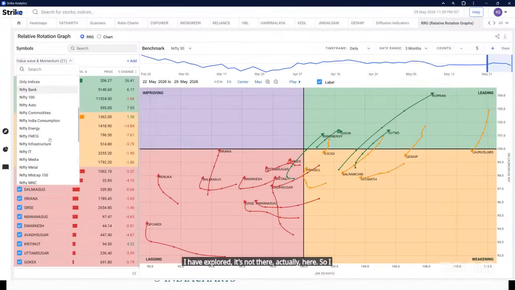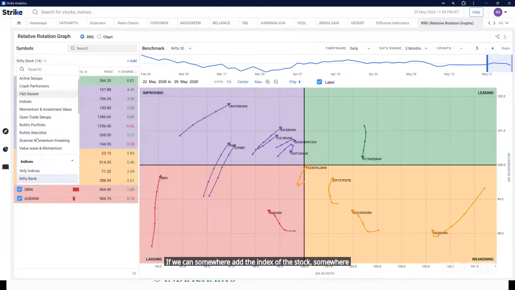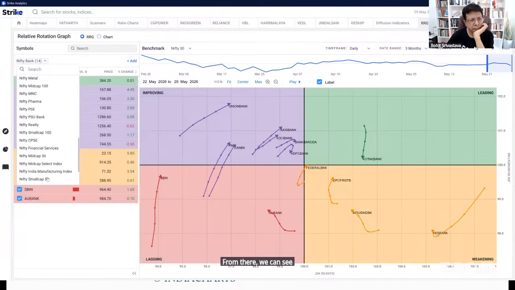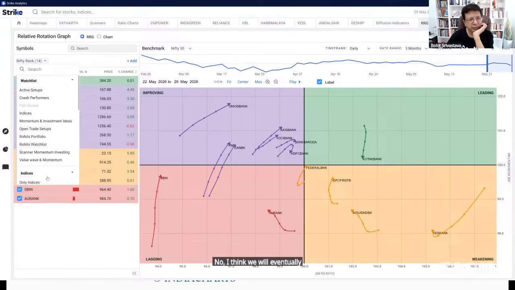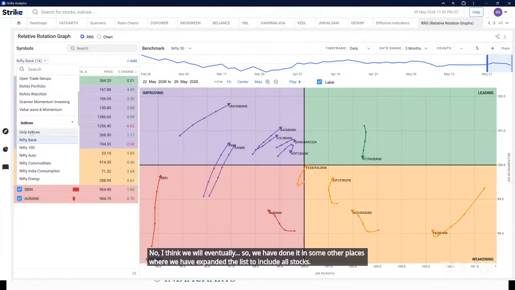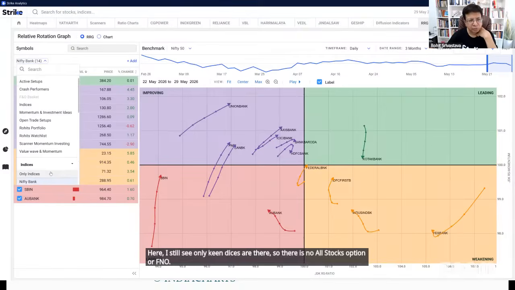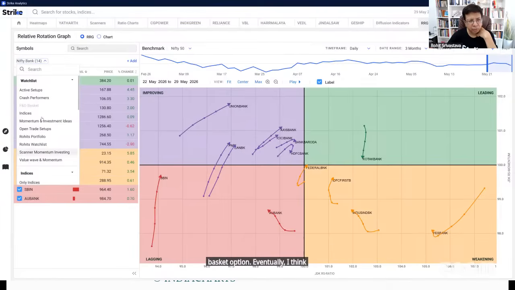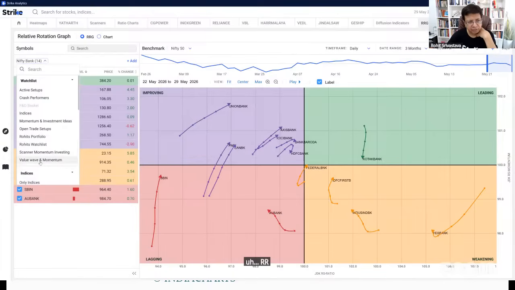So I was stuck. If it is not there, one way would be to add the index of the stock somewhere in the information, so we can see which index it belongs to and then come here and see it. We have done it in some other places where we expanded the list to include all stocks. Here I still see only key indices, with no all stocks option or FNO basket option. Eventually, I think we will include it, and also the watch list RRGs, which are missing right now.